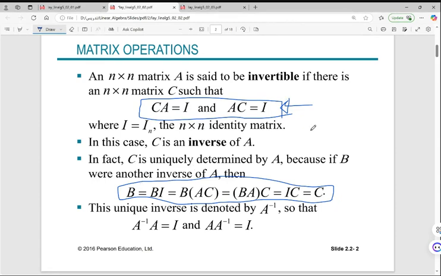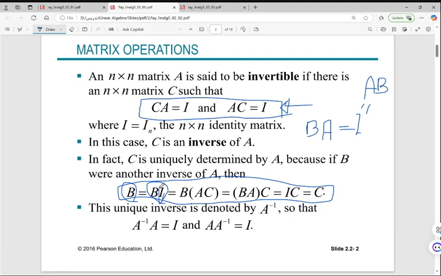So B is an inverse. So we have BA equals I and AB also equals I. Like CA being equal to I and AC being equal to I, we have BA equals I and AB equals I, right? Okay, we want to show that B and C are the same. So we have B equals BI, right? Because I is the identity matrix.